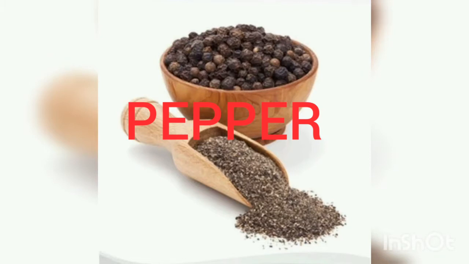Then the next example of spices is pepper. P-E-P-P-E-R. In Tamil it is milagu. It is very spicy, so we are adding it to the food items, and it has a lot of medicinal properties also. It cures cold and cough, like the diseases. Children, it is the dry seed of the plant.